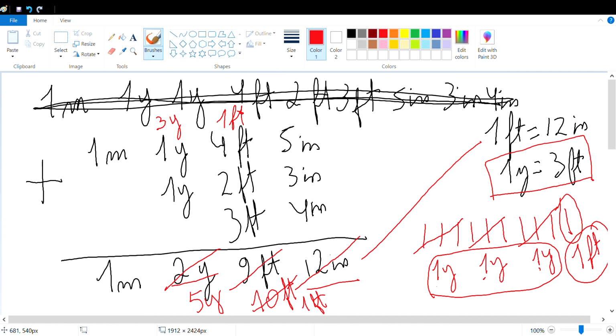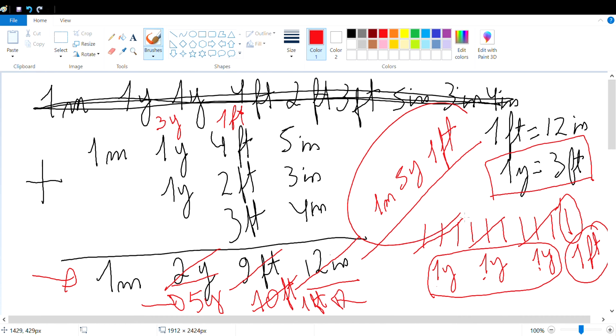And the mile stays equal: 1 mile. What is the answer? I'm going to write the answer here: 1 mile, 5 yards, and 1 foot. It's right here. 1 mile, 5 yards, and this 1 foot that is here. And this is the answer for the addition. Okay, I hope you understand this.